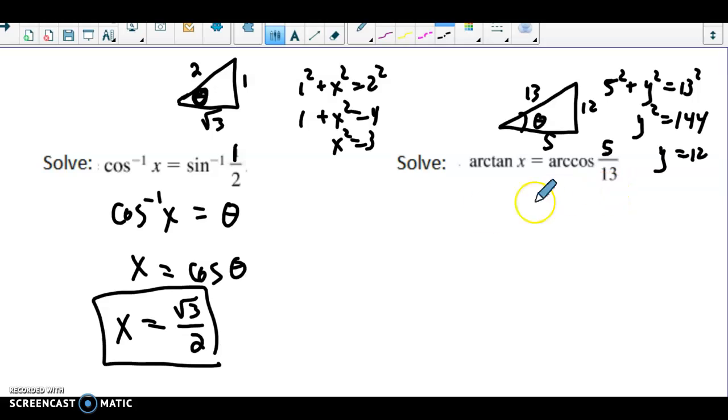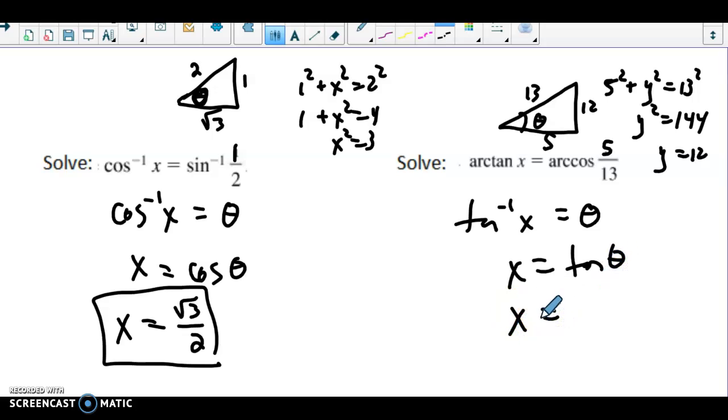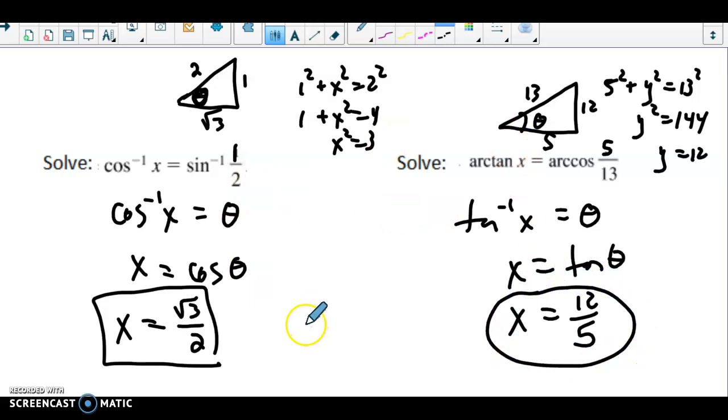Okay, so I have tan inverse of x equals theta. The theta I just drew here. This is saying what angle do I take the cosine of and get 5/13? Well, it's drawn right here. I'm going to take the tangent of each side. So x is the tangent of theta. So in my case, the tangent would be 12/5. Okay, so very similar type problems with the u substitution or theta substitution.